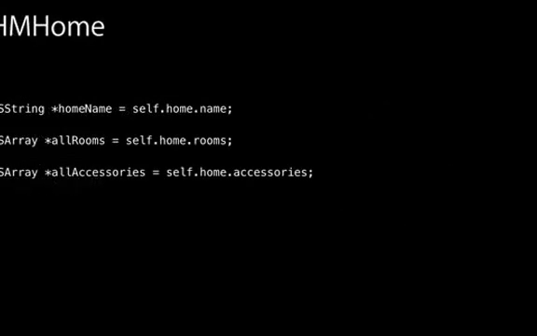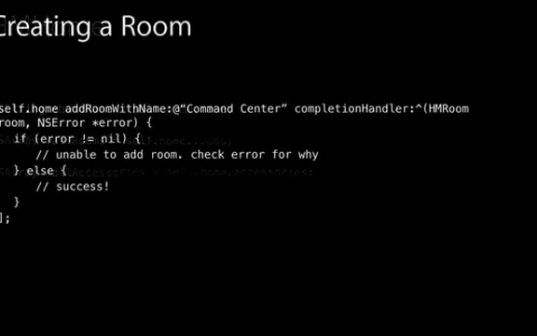On a home, we have the name, we have an array of all the rooms, and an array of all the accessories that are in that home. To fill out the concept or the image or the map of a home, whatever you want to call it, you'll need to create rooms. So on the home, you can add a room with name, providing a name for the room, and again, that would only fail typically if there was a room that already had the same name.